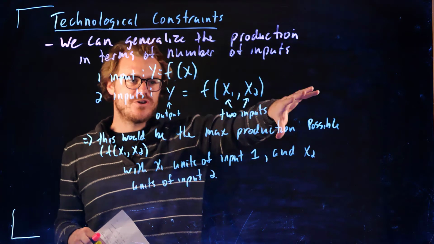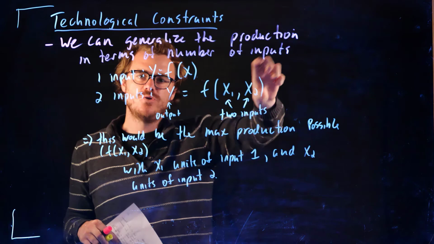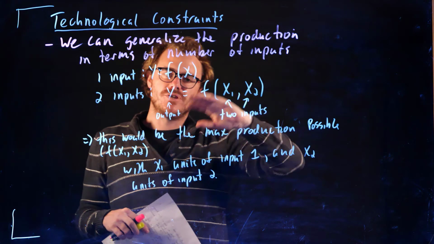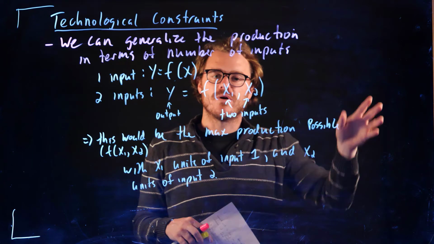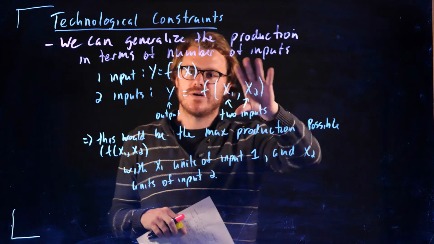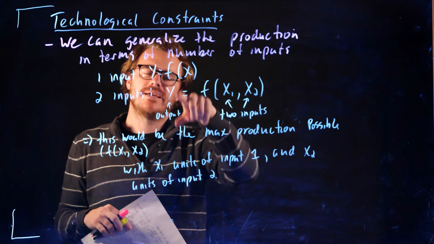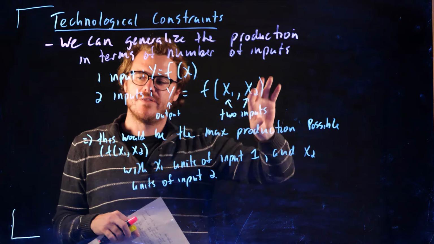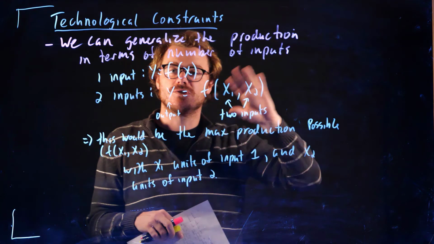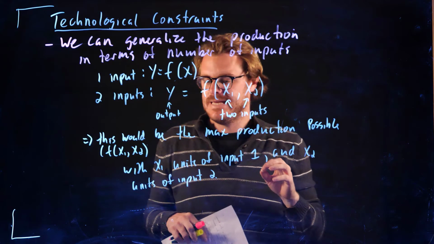Okay, so we can generalize. In a lot of cases, we are going to have two different types of inputs instead of just having one. Though sometimes we'll collapse it down to one again if we can possibly ignore one of them, if we're looking at maybe short run versus long run. But we're going to talk about that in a bit.